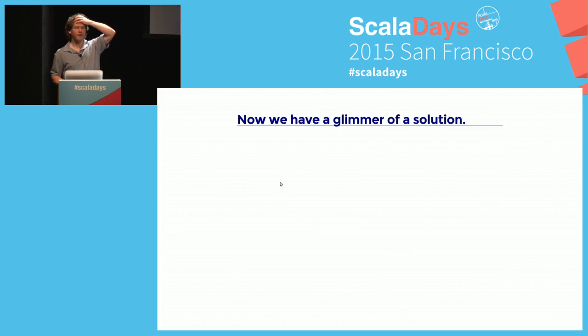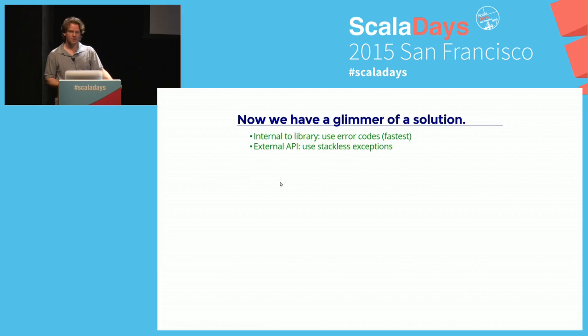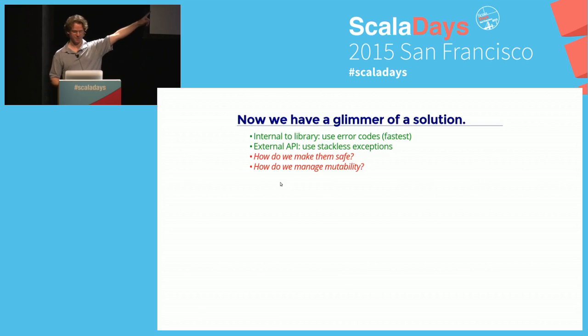Okay, so now we have the outlines of a solution to this problem. Inside our library, where we really can pay attention and write unit tests, we can use error codes. Outside, we use stackless exceptions, and we've got two problems. One is, how do we make them safe? And the other one is, how do we manage mutability? Because now with these error codes, we've got some sort of thing with some mutable state inside it, and it's going along, and we might want some help with that state changing.